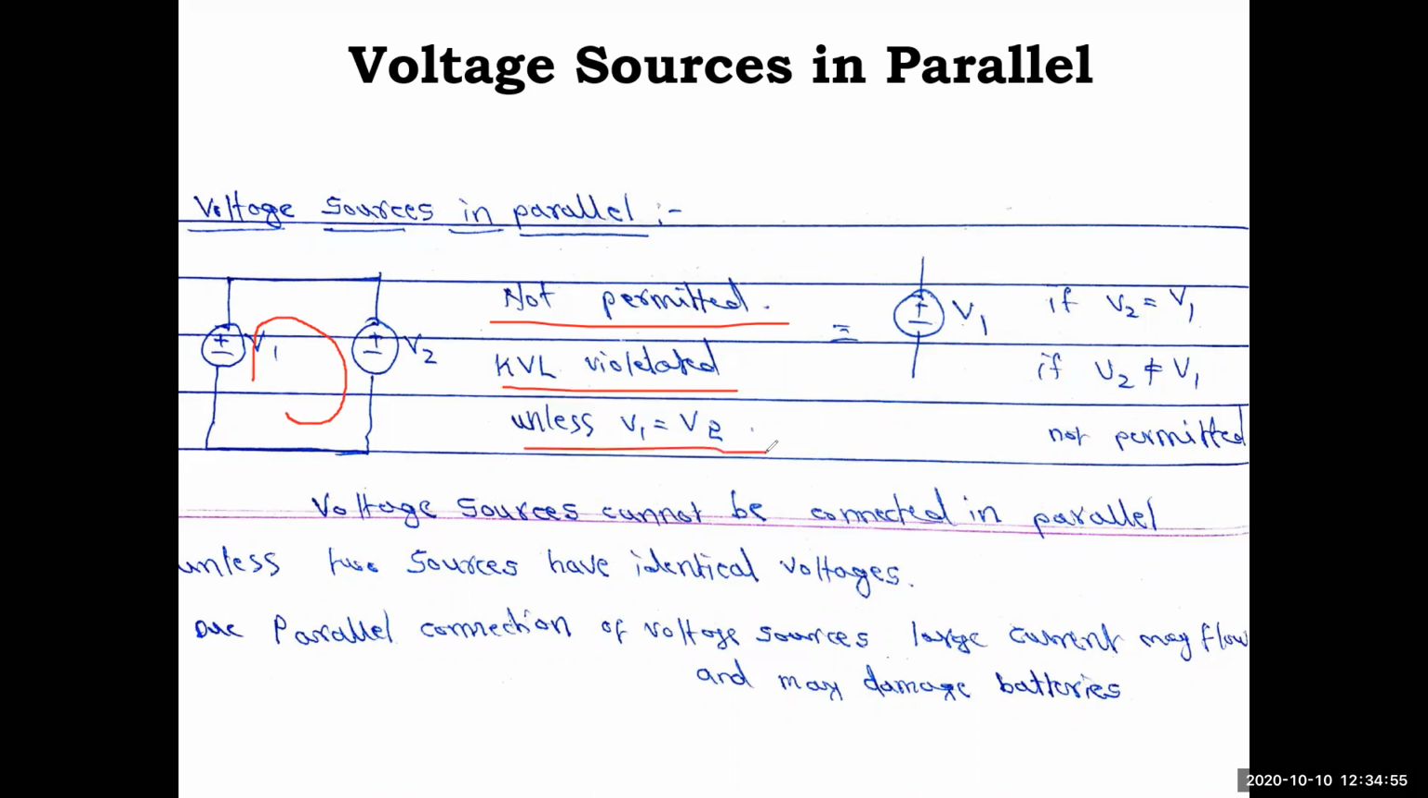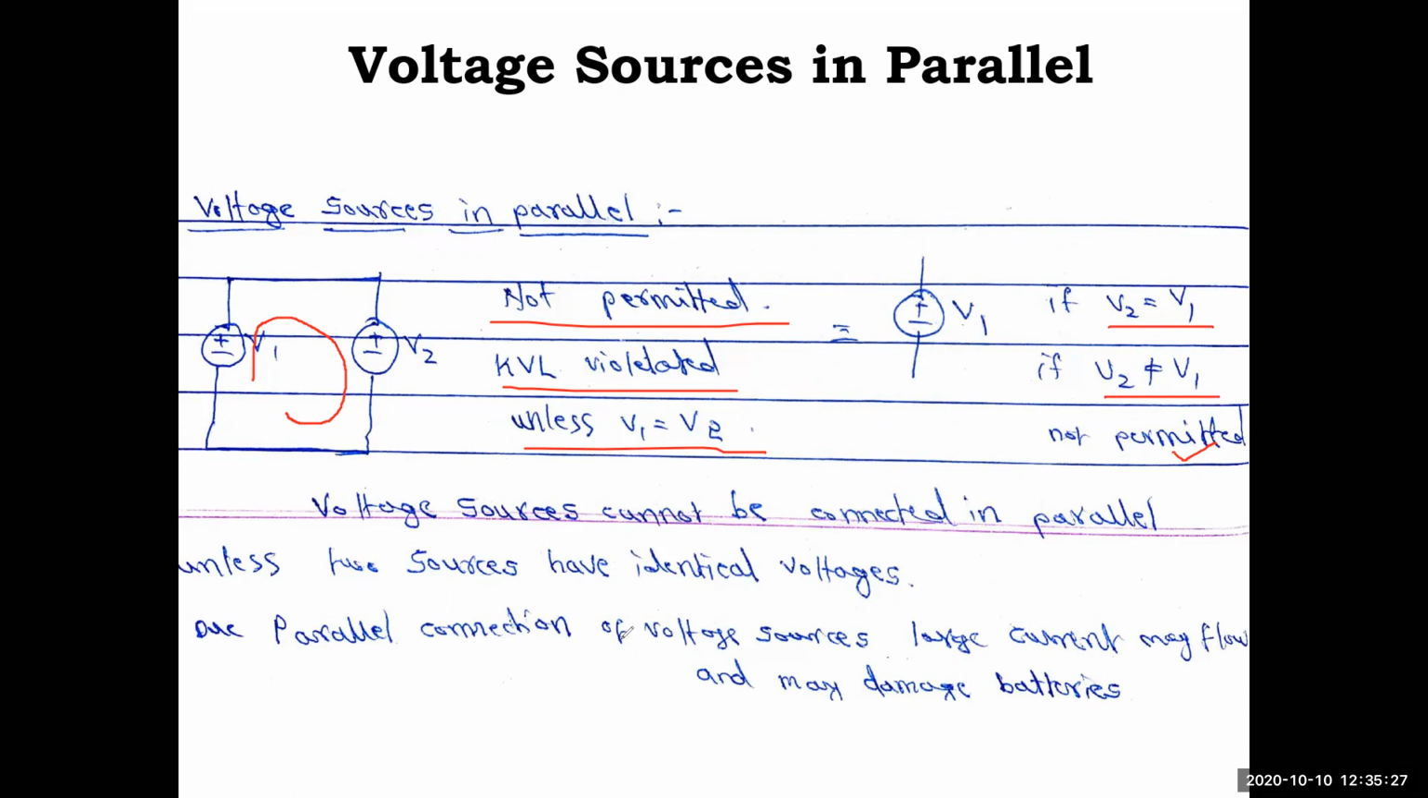If v1 and v2 are the same, then there are no issues. You can take either v1 or v2, and one you can remove from the circuit. So if you have two or three voltage sources in parallel, it is equal to v1 if v2 is equal to v1. In case v2 is not equal to v1, then that connection is not permitted. Remember this: voltage sources cannot be connected in parallel unless the two sources have identical voltages.